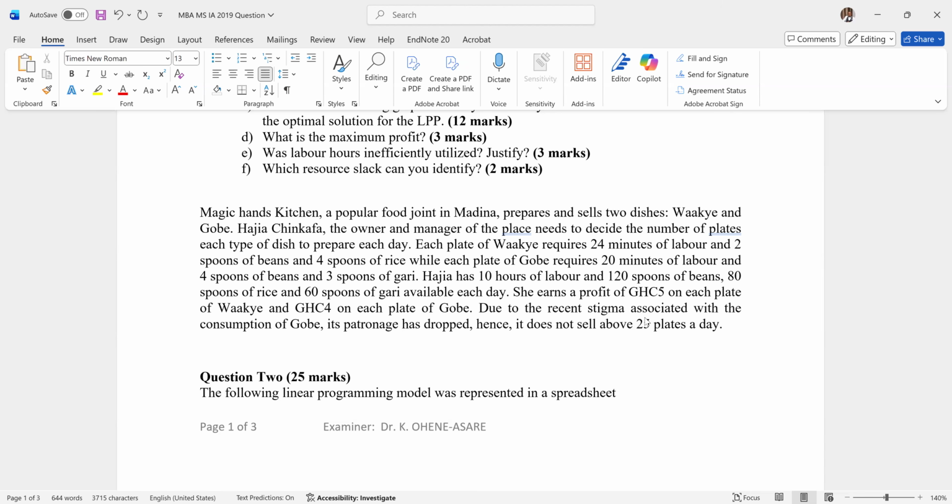Now, let's formulate the program. So what will be the objective function? Who can tell us what the objective function is?